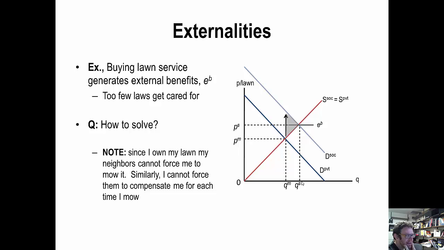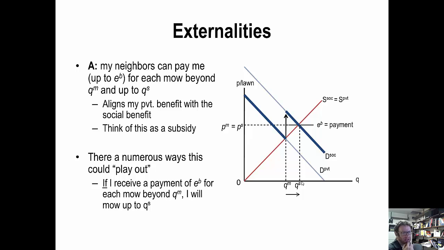So how can we reach a socially optimal quantity? Well, one way that this can be done is if my neighbors just compensate me. Right? They offer me money to mow my yard those last couple extra times to push me up from QM to QS. That's going to take my private demand curve and push it up, because now I'm receiving additional benefits for mowing my yard.